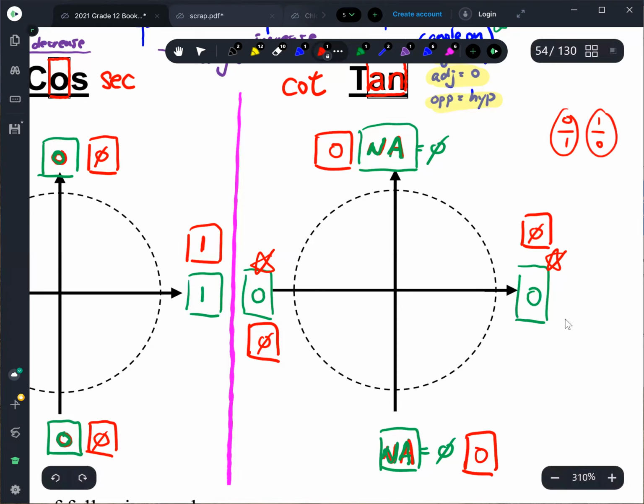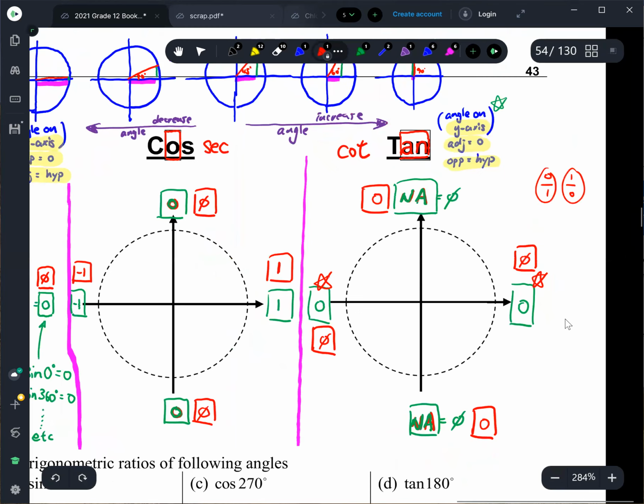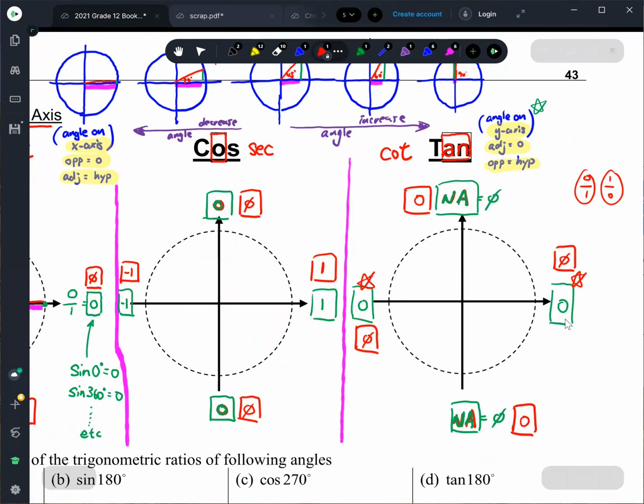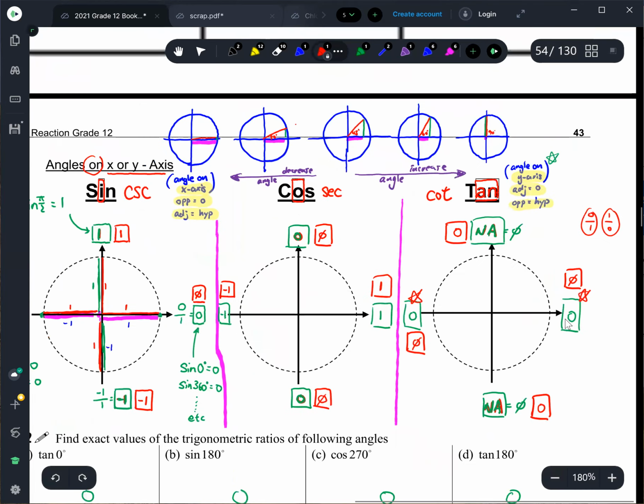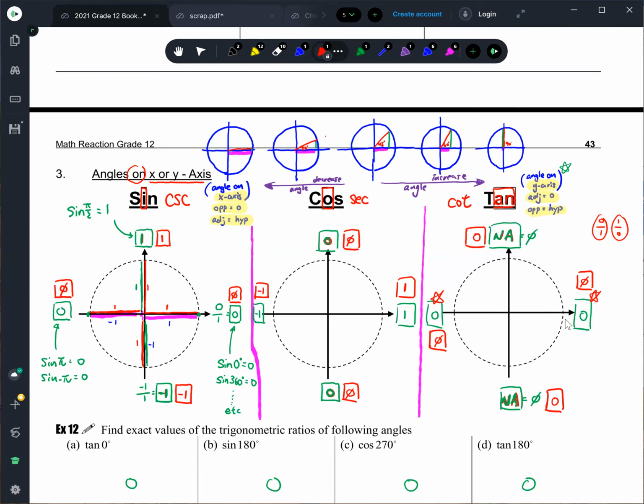Yeah, it will be 0. Okay. So very confusing if you don't remember it, right? If you don't have a little trick to help you remember. You have 0, 1, -1, undefined, right? You will get mixed up. So just focus on sine, cosine, tangent. And then you do the reciprocal if the question has a reciprocal.